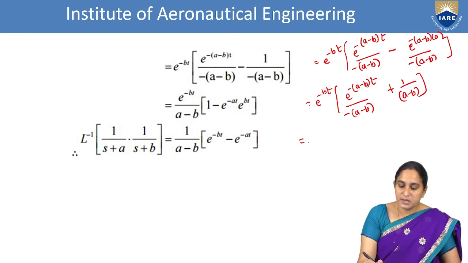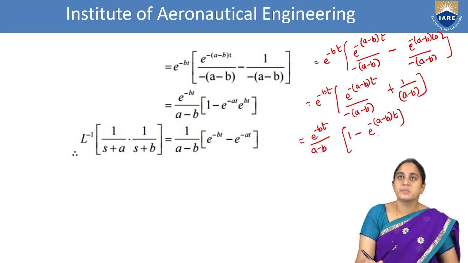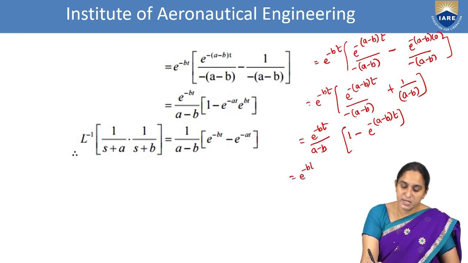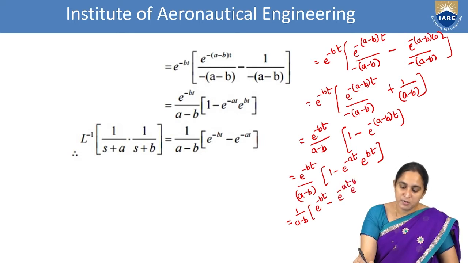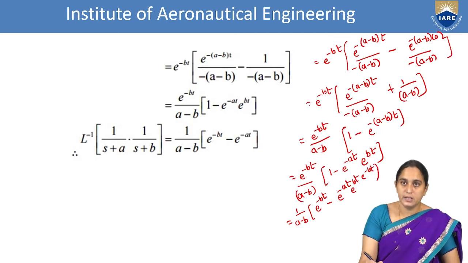Okay, from that, what is common here? I'll take 1 by a minus b outside and the remaining part as 1 minus e power of minus of a minus b into t. Okay, from that, e power minus bt by a minus b into 1 minus, I'll write e power minus at into minus plus e power bt form. From that here, I'll take e power minus bt inside the brackets, that is 1 by a minus b into e power minus bt minus e power minus at into e power bt into e power minus bt.